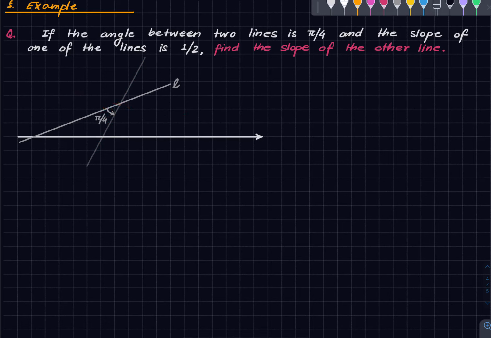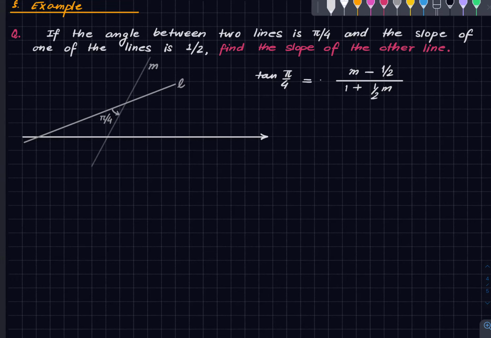So if you just think about it, basically you will be solving this equation. So let's say the slope of the line that we want to find is m. Then all we are doing is tan of pi by 4. Pi by 4 is the angle between them. This could be either this or with a minus sign. So both possibilities are there. One comes from the line which has angle pi by 4 in this way, the other when angle is pi by 4 that way.